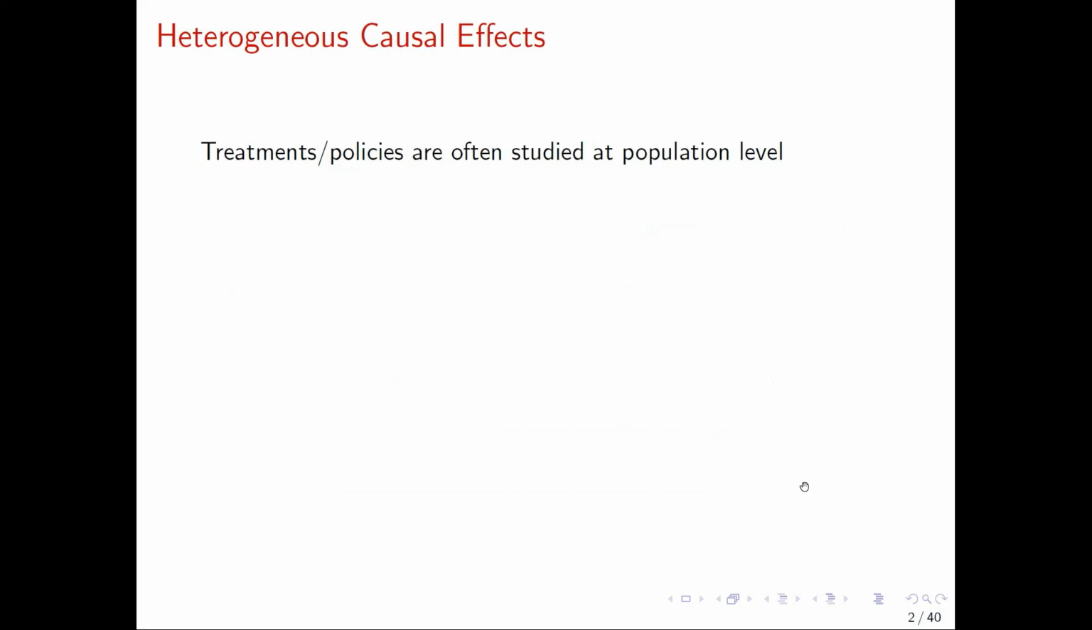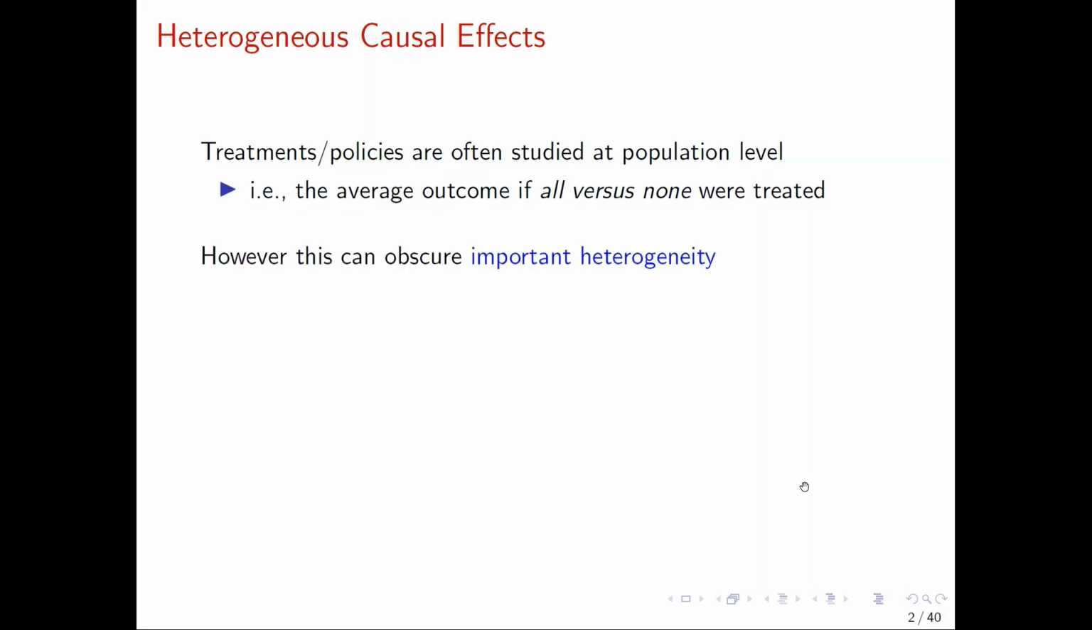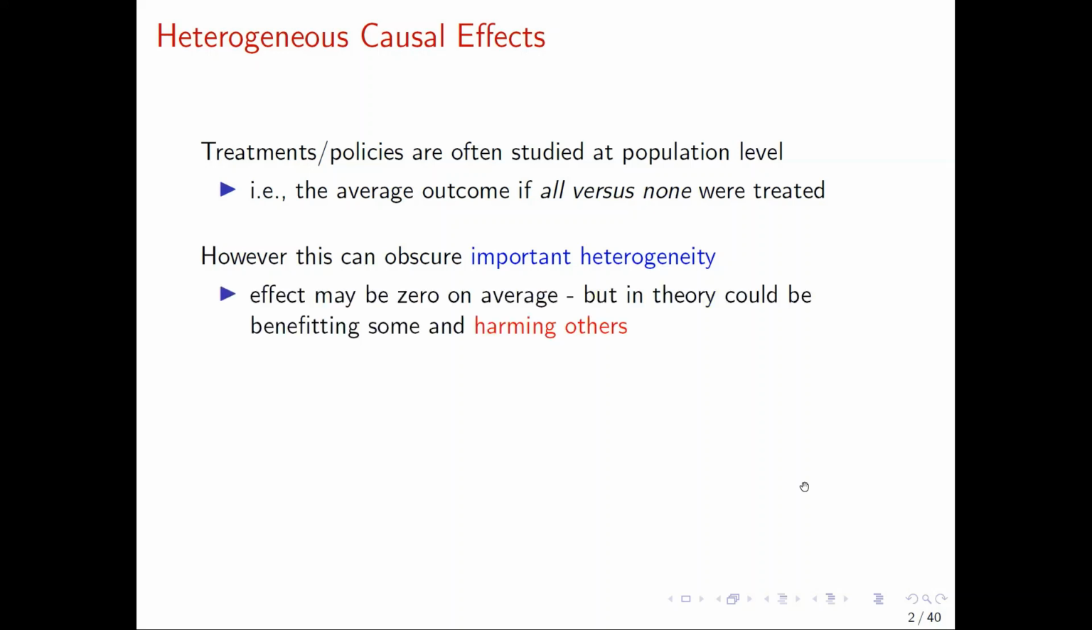I'll first give some motivation for why we care about heterogeneous causal effects from a high-level perspective. It's very common in causal inference problems and policy problems in general to look at effects of treatments or policies at a population level. Maybe the classic causal inference parameter that people first start with in any analysis is an average treatment effect. It says, what would happen if I treated everyone in some population versus if I treated no one? What would happen to the mean outcome in these two worlds? But of course, means can obscure important heterogeneity, stuff that's going on under the hood. A simple but extreme example would be where a treatment or policy has zero effect on average, but it might harm half the population and benefit the other half. And so looking at the mean would just obscure this story.